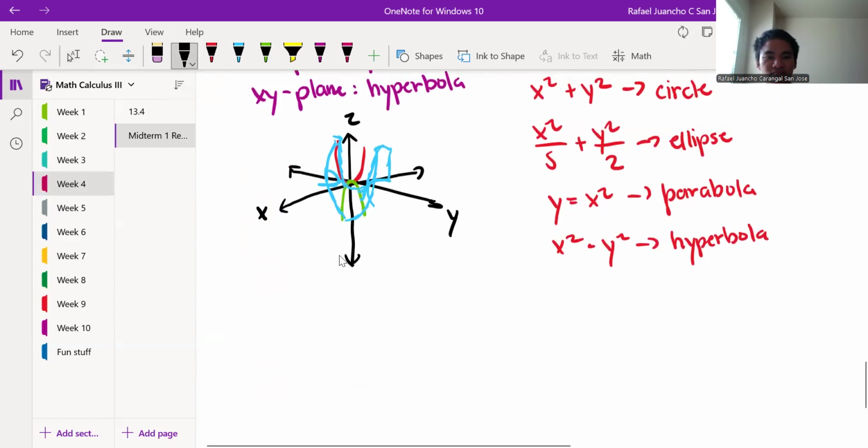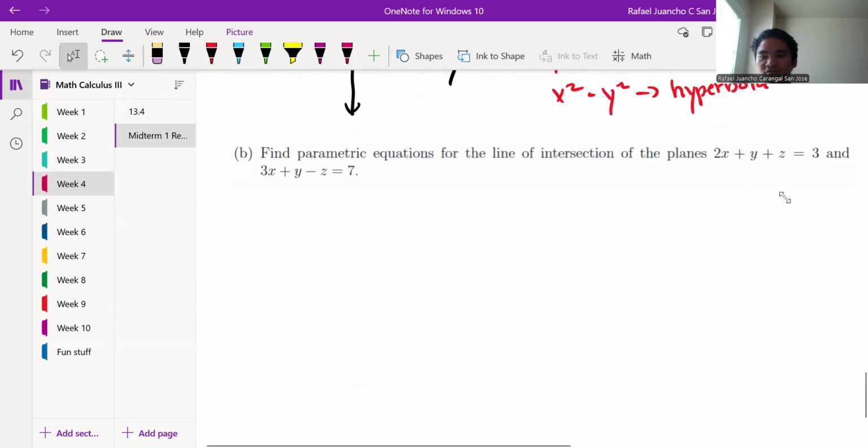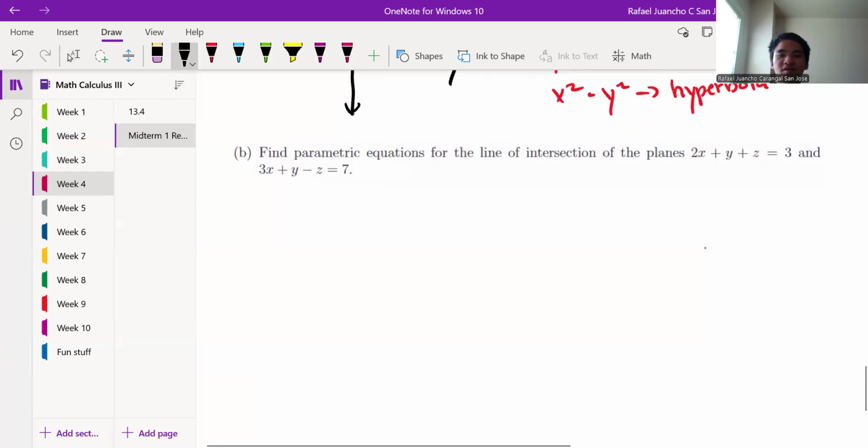Okay, so that's that. The next question is we want to find parametric equations for the line of intersection of two planes. So really, when we're looking at lines of intersection or curves of intersection, what we want are parametric equations, because that's what's going to help us determine that, right? So here, we're given two planes, and we just have to find the line of intersection.